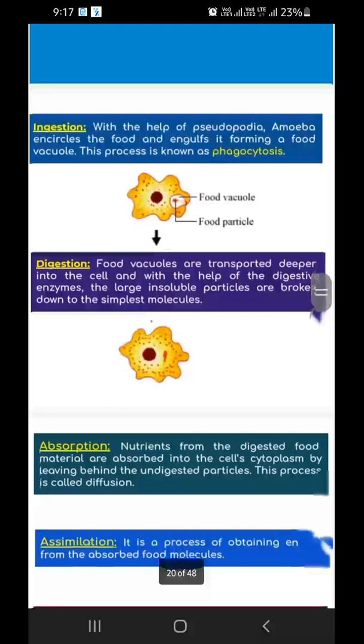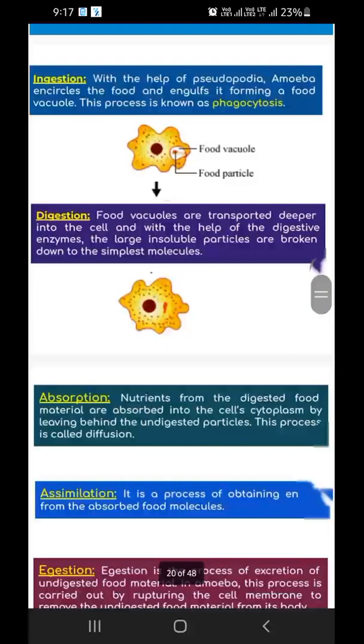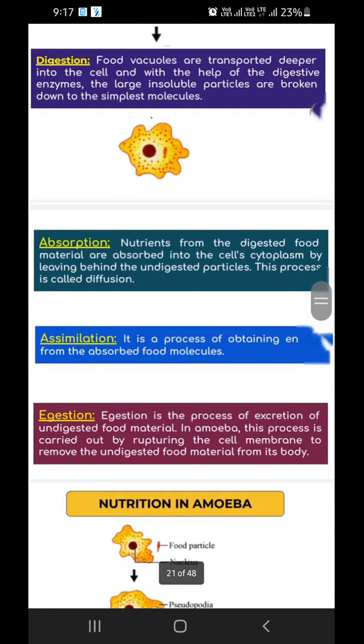The second process is digestion. Food vacuoles are transported deeper into the cell, and with the help of digestive enzymes, the large insoluble particles are broken down to the simplest molecules. The third process is that nutrients from the digested food material are absorbed into the cell's cytoplasm, leaving behind the undigested particles. This process is called diffusion.